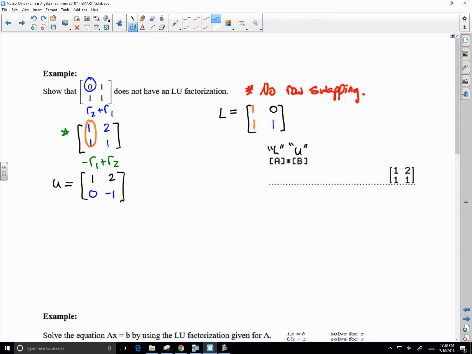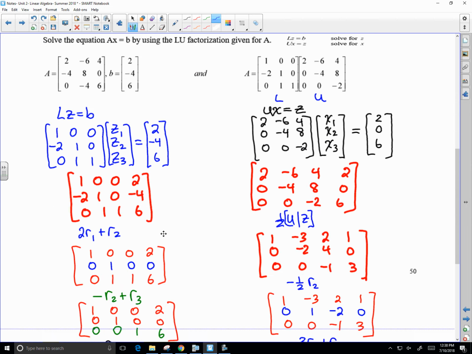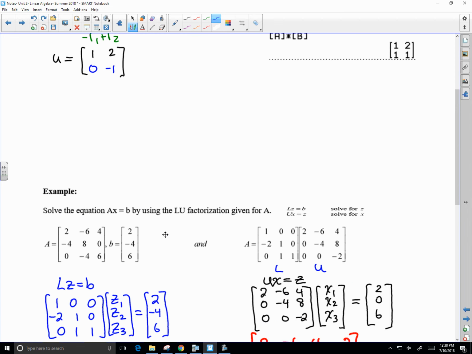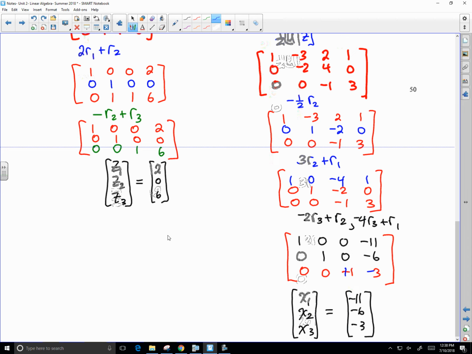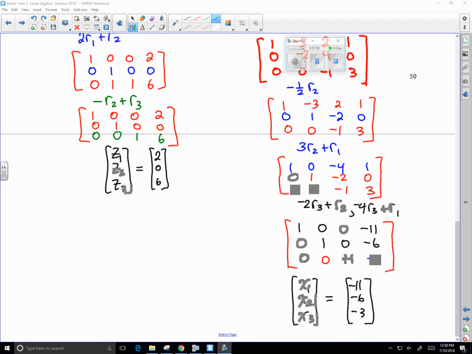So in terms of the actual instructions, show, and here's a case where we're actually showing that it doesn't. That's not to say it doesn't have other types of factorization. It just doesn't have the LU. All right. Can we come up with two matrices that multiply to [0, 1; 1, 1]? Yeah, maybe. I don't know. Maybe not. But not using the LU type.